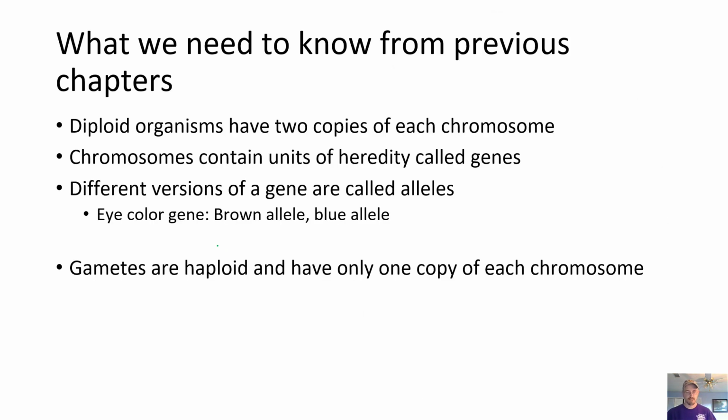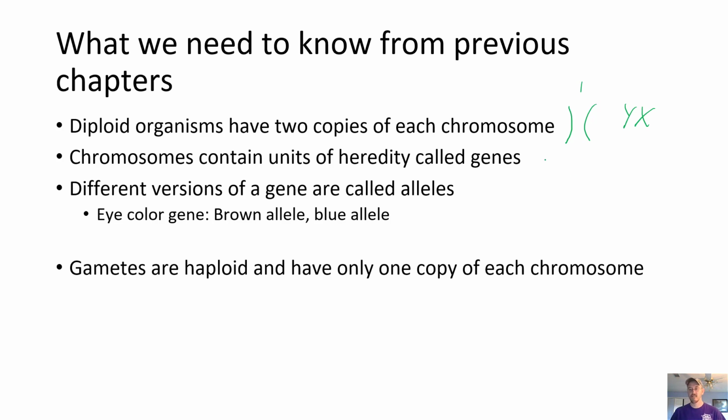So a few things we need to know from previous chapters or just previous knowledge of biology to get the most out of this chapter. One, diploid organisms have two copies of each chromosome. You know that already. They have homologous chromosomes. You get one from your mom, one from your dad. So let's say that's chromosome number 1. Or in the case of sex chromosomes, they may not be homologous. Like if you're a male, you'll get a Y and you'll get an X, right? That you get one from mom, one from dad.